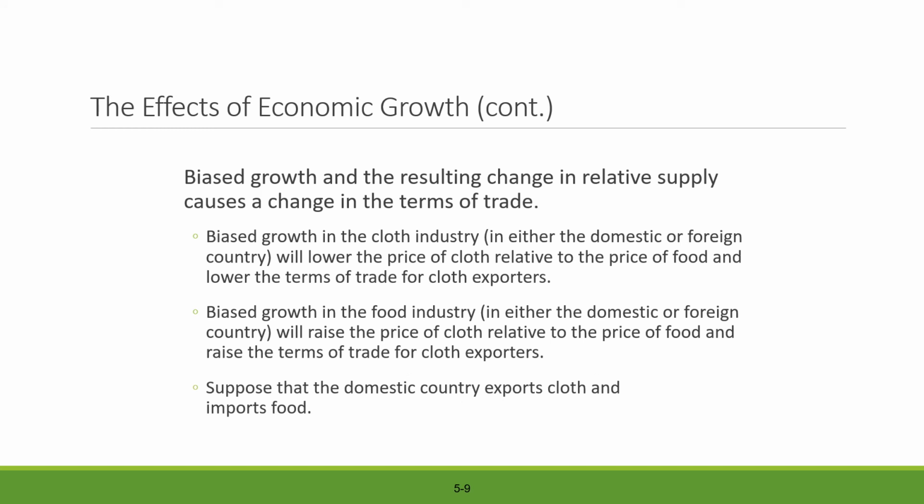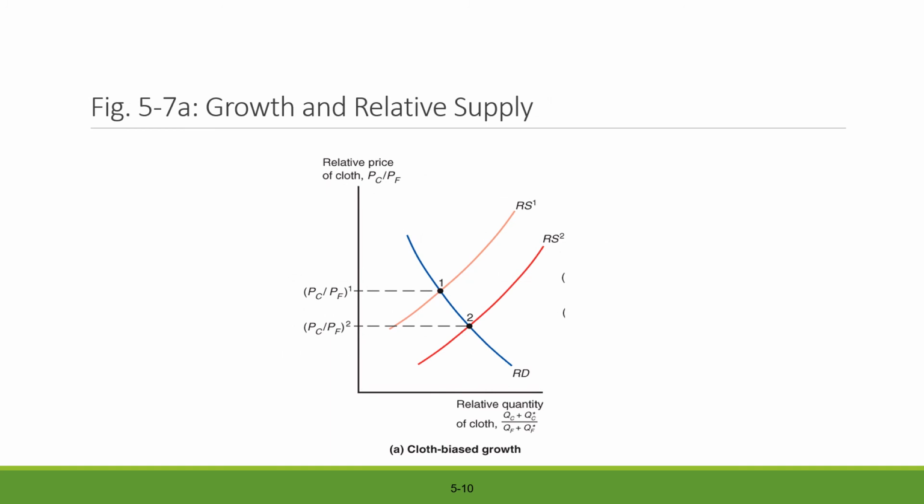Suppose that the domestic country exports cloth and imports food. For example, in the case of Pakistan, we are exporting cloth and importing tea and other oils from foreign countries. Now, what will happen in such a scenario? The relative supply of cloth will increase, and when the relative supply of cloth increases, the price of cloth relative to the price of food will decrease. So the terms of trade have worsened for us.